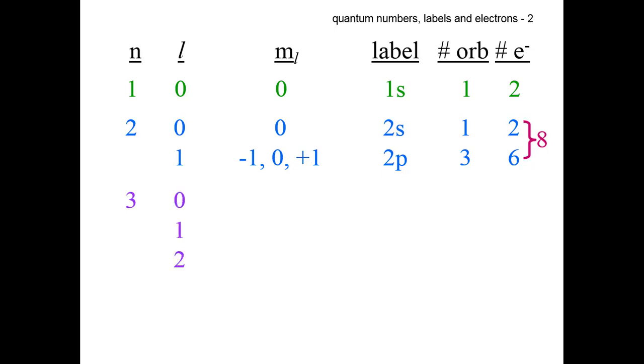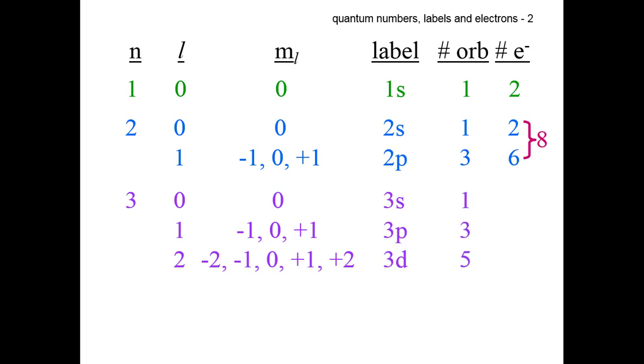There are three possible values of L: 0, 1, and 2. Notice this column always starts with 0. The allowed values of m sub L are as before, with the addition of the values of, you guessed it, minus 2, minus 1, 0, plus 1, and plus 2 when L equals 2. The labels we place on the orbitals are 3s, 3p, and we introduce 3d. There is one orbital with the label 3s, 3 orbitals with the label 3p, and 5 values of m sub L, or 5 orbitals, with the label 3d.